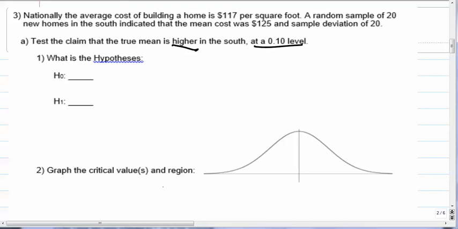So the null hypothesis is basically nothing changes. So the null hypothesis is the mean is 117. We are claiming it increases. We're claiming that mu is going to be greater than 117. Okay, so that's our hypothesis.